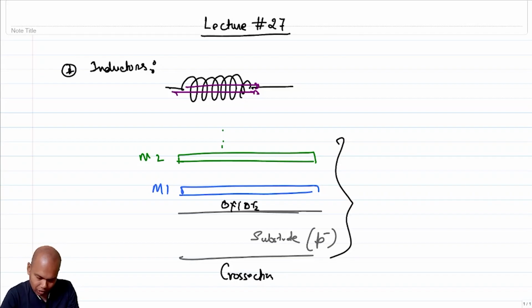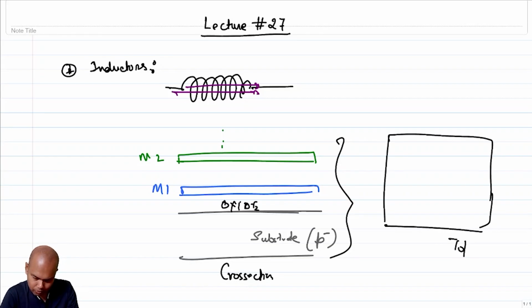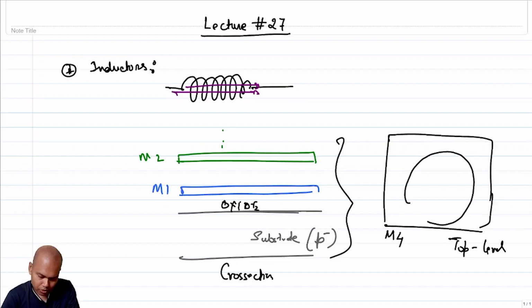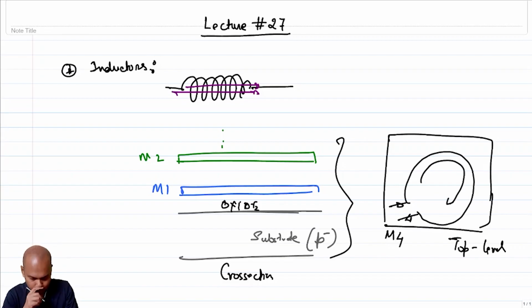So if I do a top level view, right? And top level view, let's say this is M4, just for the sake of argument. So how do you go about designing loops here? You might say that I want to make a loop, something like this, and maybe I take the current out, and maybe the current goes this way, comes out this way, and this forms my loop, right?